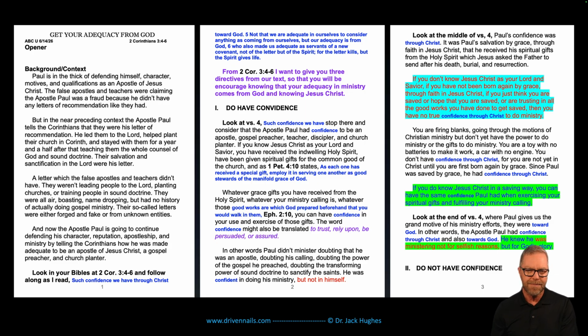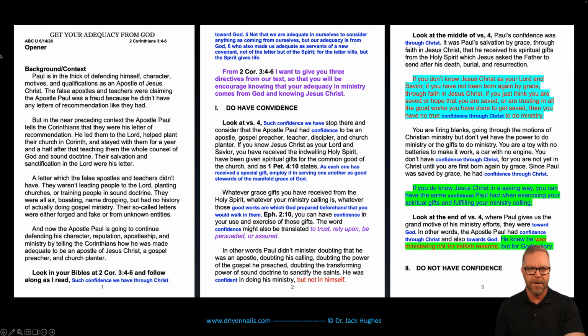They weren't leading people to the Lord, planting churches, or training people in sound doctrine. They were all air, boasting, name-dropping, but had no history of actually doing gospel ministry. Their so-called letters were either forged or fake or from unknown entities. Now the Apostle Paul is going to continue to defend his character, reputation, apostleship, and ministry by telling the Corinthians how he was made adequate to be an apostle of Jesus Christ, a gospel preacher, and church planter.